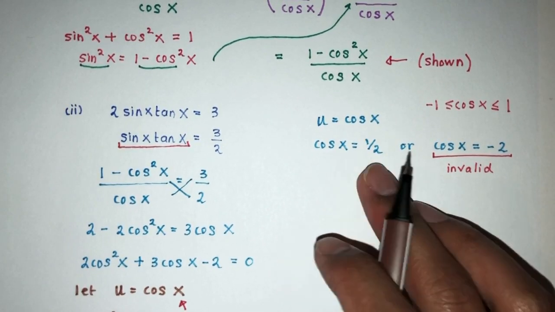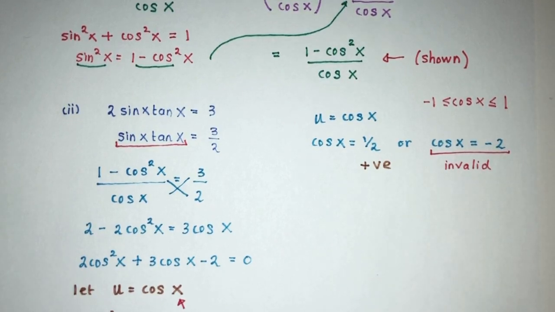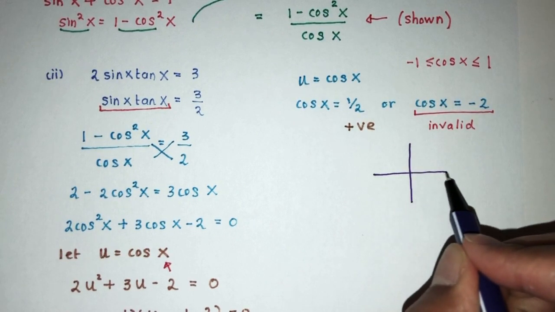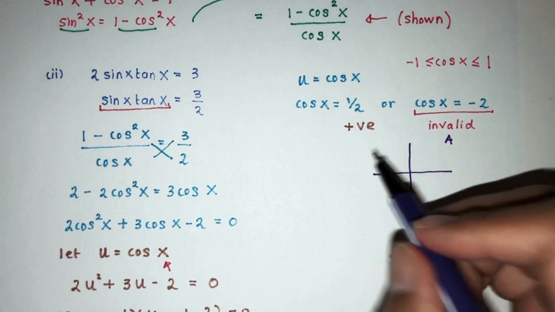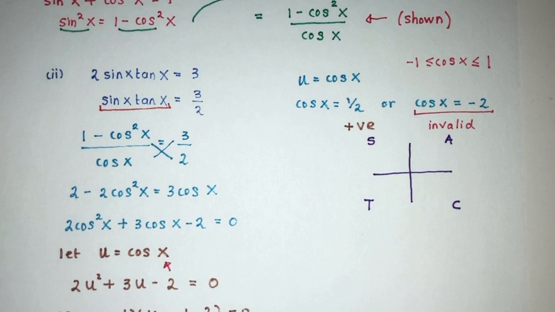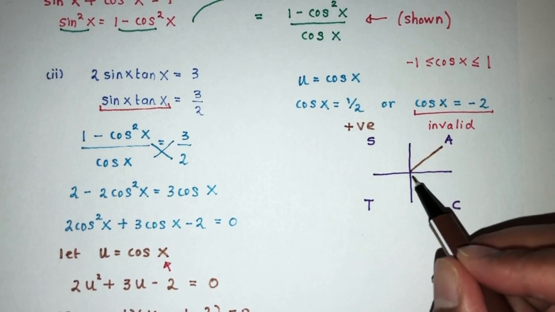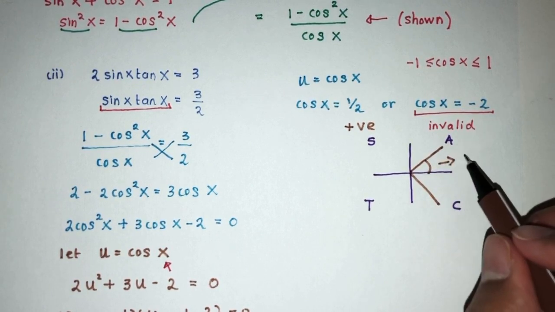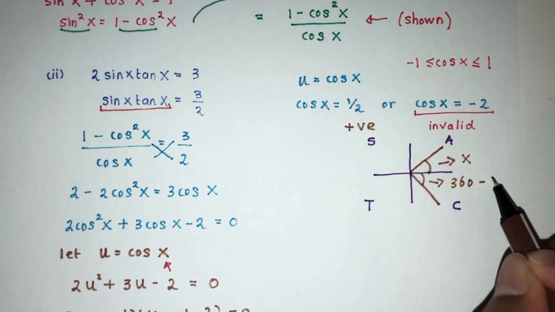Now we can see cos is a positive value. So let's look at our quadrants and see where it falls. We have A, so all are positive. Then we have S for sine and T for tan, and cos is positive here. So because cos is positive, it will be in the first quadrant and in the fourth quadrant. To find this angle, very simple, which is x, and this one will be 360 minus x.